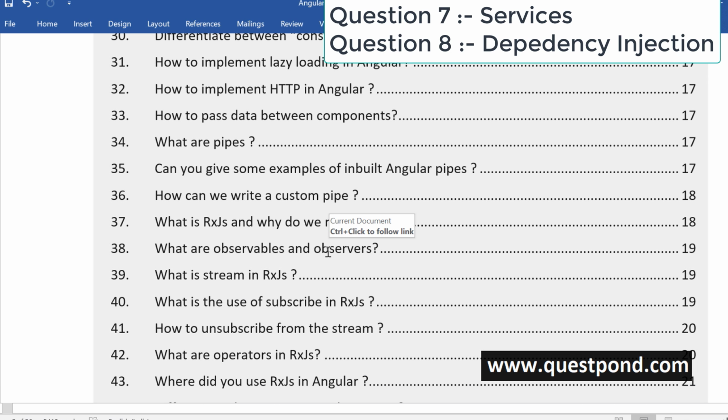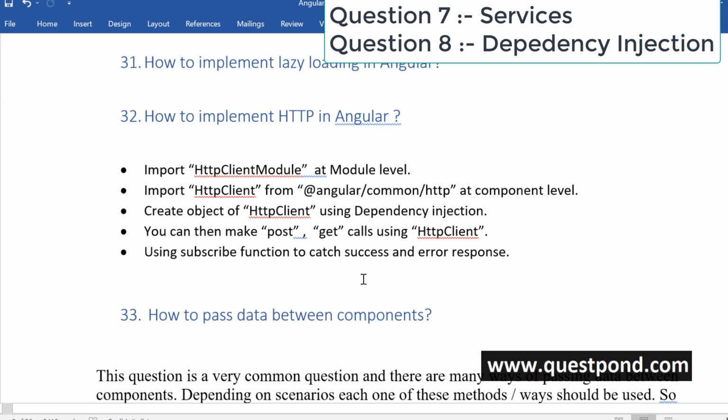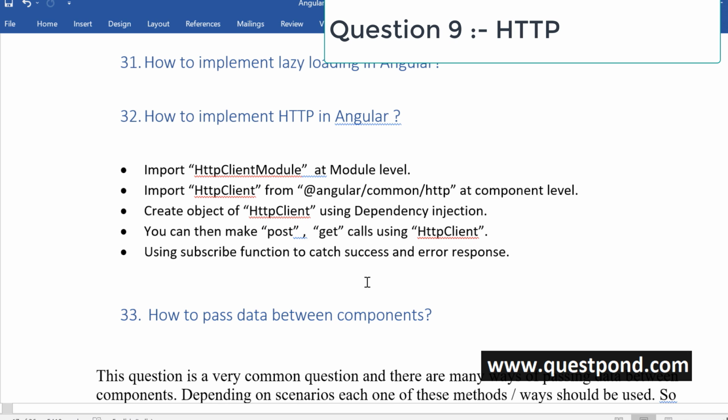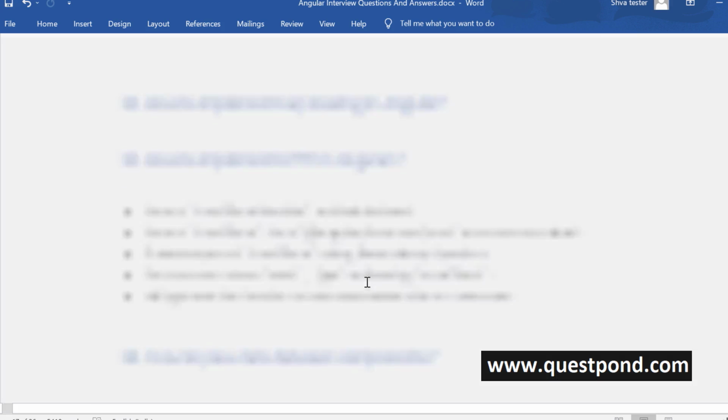When you talk about any JavaScript UI, at the end of the day you are going to make an HTTP call. So definitely one question on HTTP calls should surely be there: how do you use Angular for making an HTTP post call or get call and passing data, and so on.